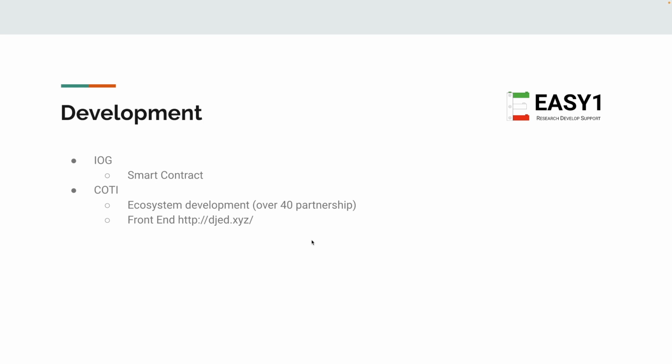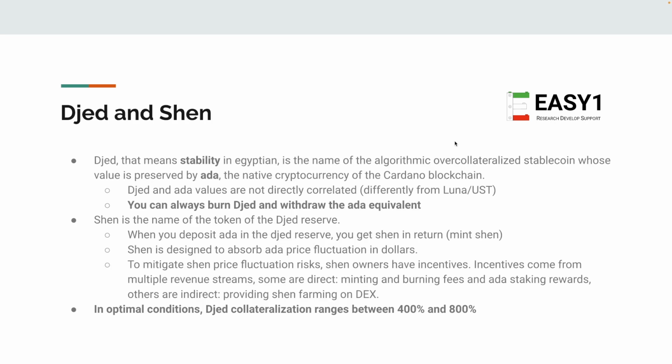The second thing they've been working on is the front end, which is basically the website Djed XYZ and how to interact with the smart contract. Let's talk about Djed and Shen now. Djed, which means stability in Egyptian, is the name of the algorithmic overcollateralized stablecoin whose value is preserved by ADA. We mentioned this earlier on. And ADA is the native cryptocurrency of the Cardano blockchain.